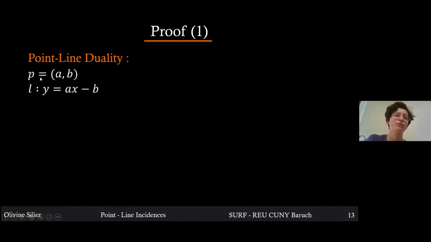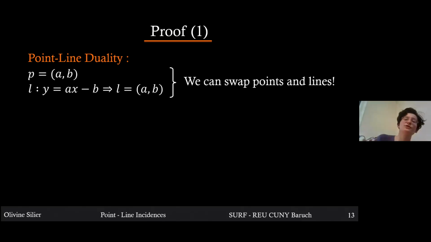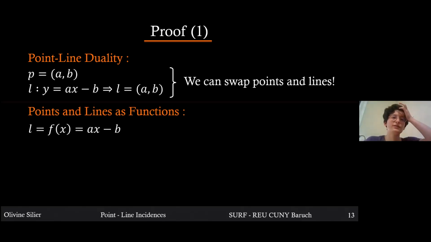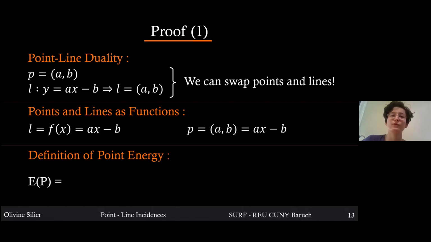And then any line L in R2 will also be expressed in terms of two parameters A, B, where here your line is the line Y is equal to AX minus B, which means that you can also express L as a two tuple, which means that you have this way of swapping between points and lines. So we're going to use this trick to be able to look at lines as functions and therefore points also as functions, which means that we can now do this nifty thing, which is define point energy.